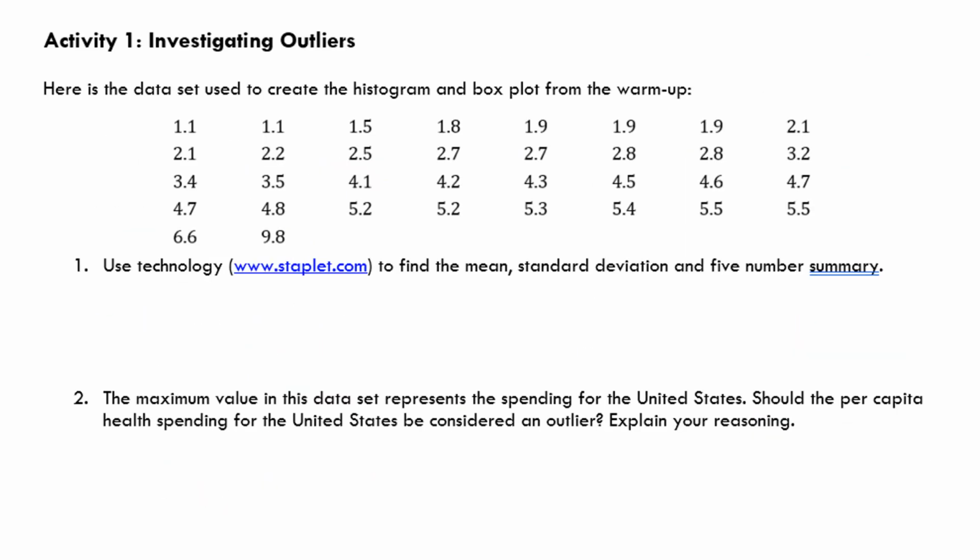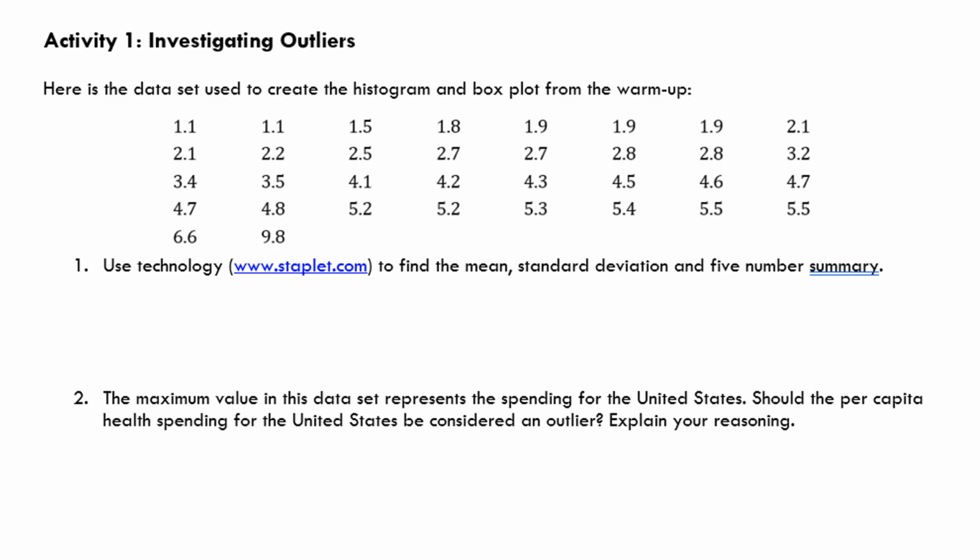So let's use the data that was used to create the histogram and the box plot. Let's actually look at the data from the warm-up, and let's use technology to determine if there really is an outlier and our mean and all those fun things. So I have all of the data here. Remember, this is in thousands, so 1,100, 1,100, and so on and so forth.